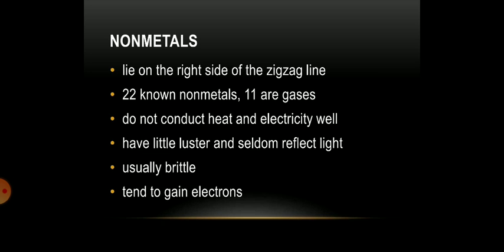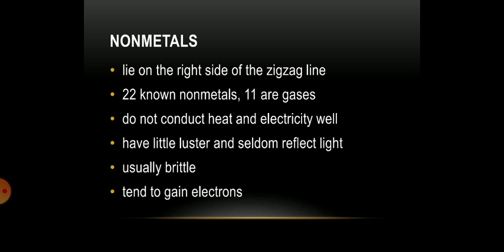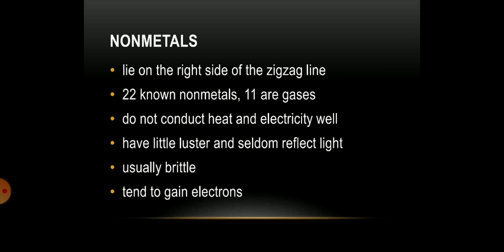Now students, we are moving towards the next point, that is non-metals. Non-metals lie on the right side of the zigzag line that we already saw in the previous slide. Look at the elements shown at the extreme right side of the periodic table. Of 22 known non-metals, 11 are gases. Most of the elements at the extreme right side are gases. As mentioned in this slide, 11 are gases and the remaining non-metals are present in solid form.